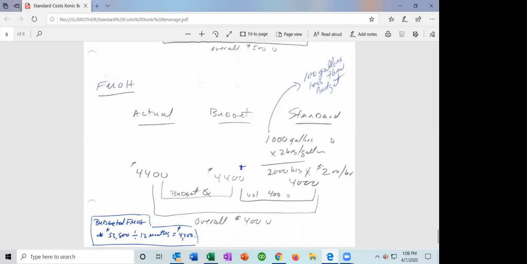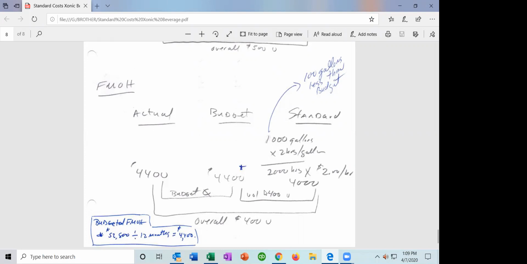What about this over here? The far right-hand side, again, is the standard, and we're good at calculating that number. The actual output was 1,000 gallons. It should have taken 2 hours per gallon. It should have used 2,000 hours times the standard price, which is the predetermined overhead rate which was calculated earlier at $2, they should have spent $4,000 on fixed overhead.